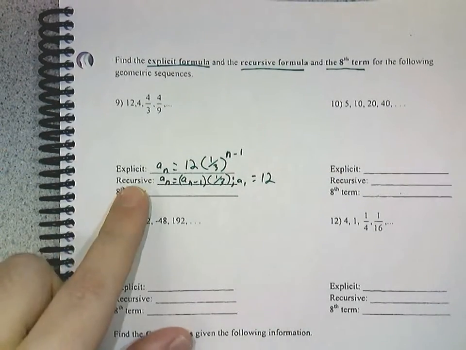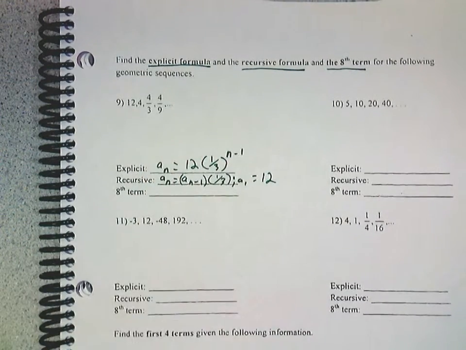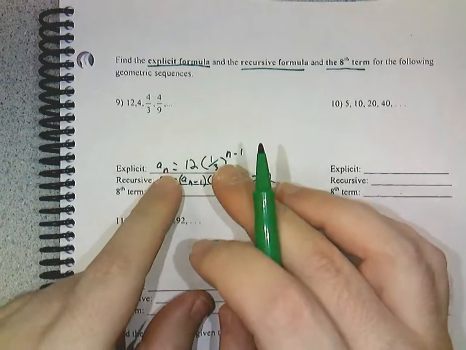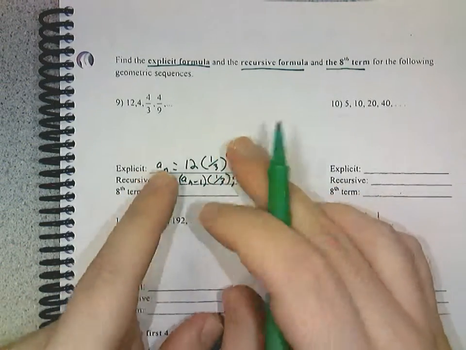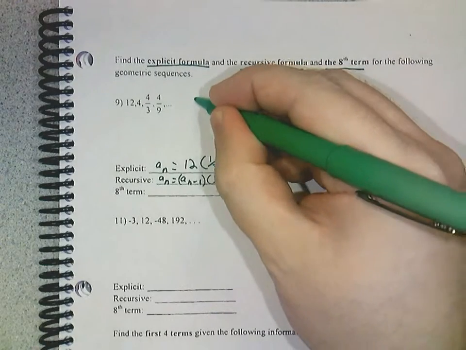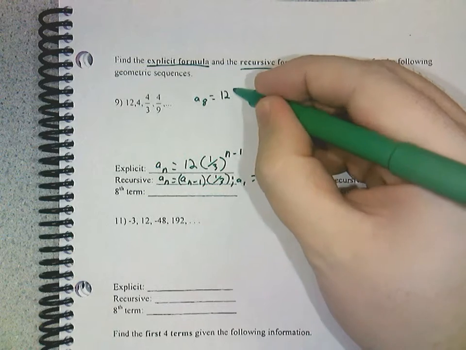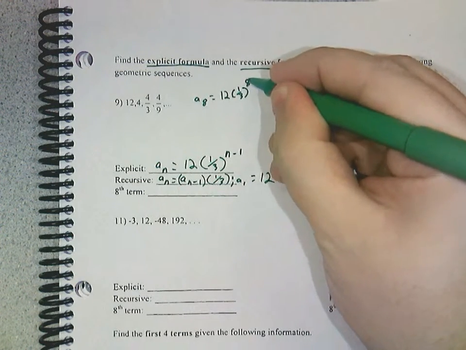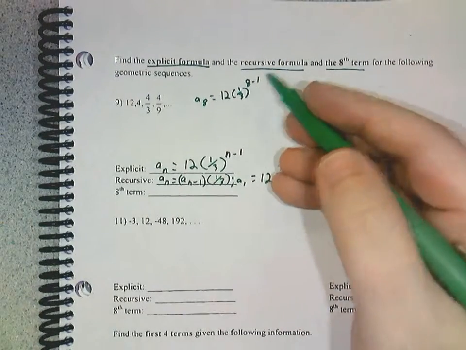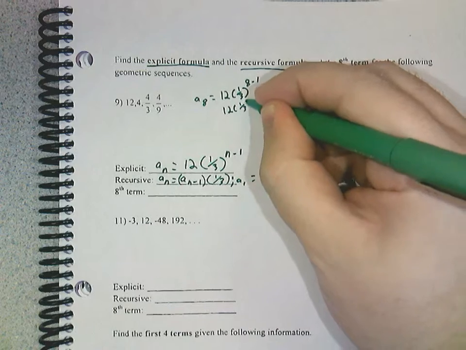And then it wants me to find the eighth term. So just like with arithmetic, once we have our explicit formula, to find a specific term, we would replace the n's with whatever term we're looking for. So we're going to replace the n's with 8. So it would be a sub 8 is equal to 12 times 1 over 3 to the 8 minus 1 power. 8 minus 1 is 7, so it would be 12 times 1 over 3 to the 7th power.